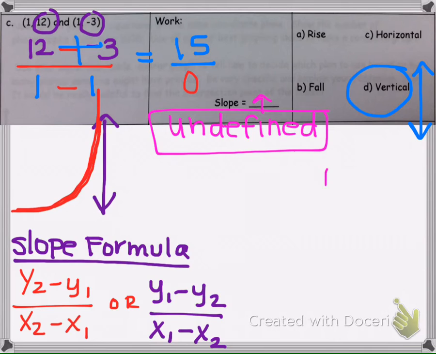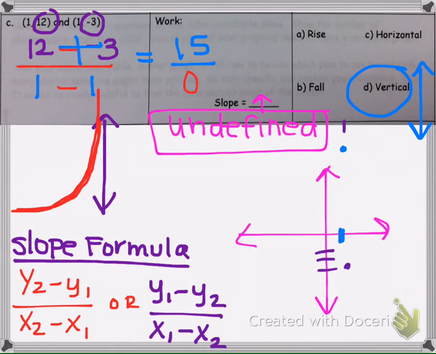Now remember, you can also draw a picture to help you. Create a visual. So if I go to 1, I'd have to go up to 12, somewhere up here. And then if I go to 1, it says go down to -3. So if I connect them, you could see it is a vertical line. So if I were just to graph these points, I can see that it is vertical.